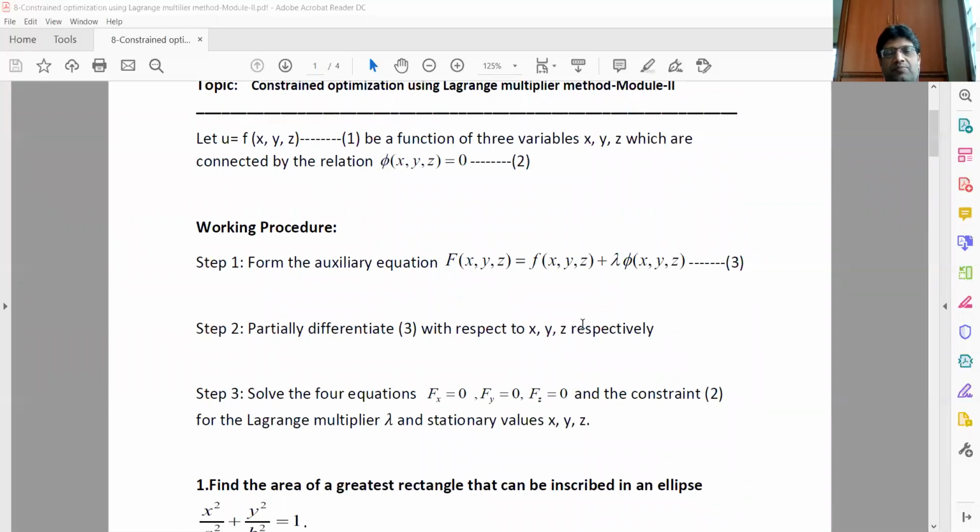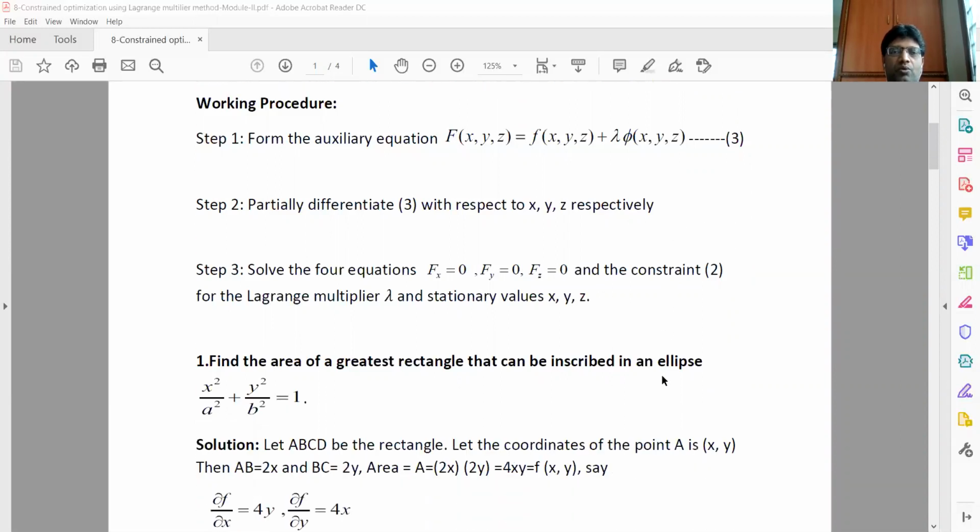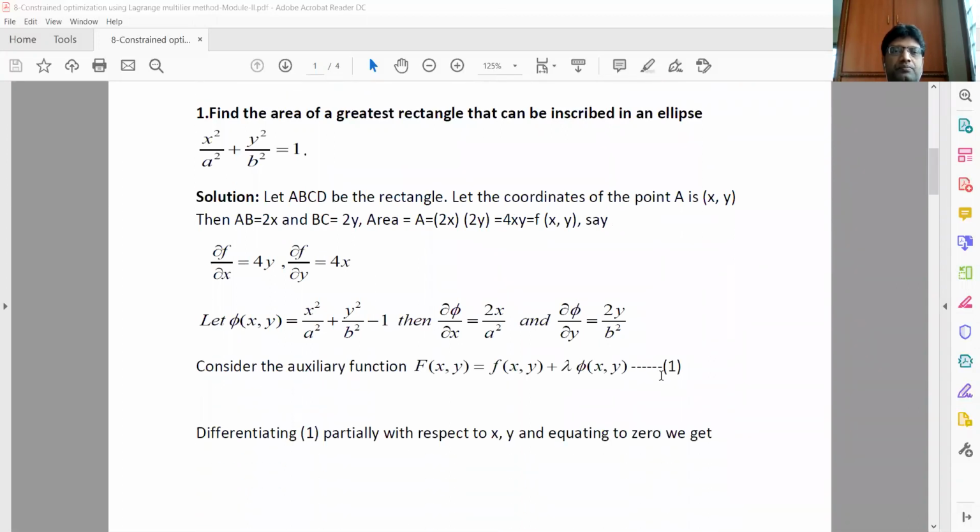Here, as I mentioned earlier, there is a drawback in this method. Whatever critical point you get, it doesn't describe the nature of the point, whether it is a point of minimum, a point of maximum, or a saddle point. We don't know anything. That's the only drawback. Now we see problems on this.